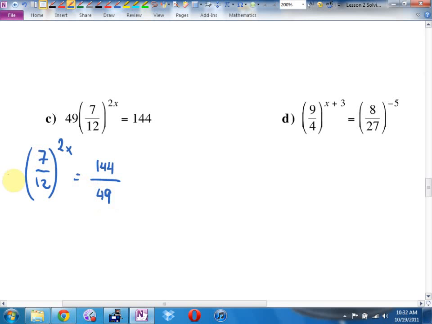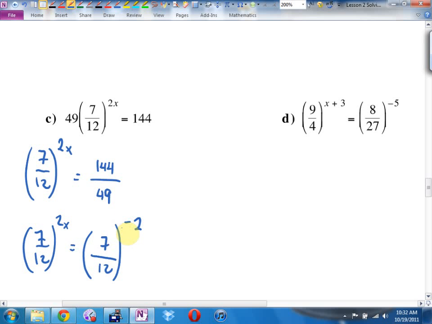Okay, and this is 12 to the what? And this is 49 to the what? I think the whole thing is going to look like this then. If I want to get the 7 on top and the 12 on the bottom, it can't be a 2, it's got to be a negative 2. Do I have one base equals one base? Are my bases the same? Then I can equate the exponents. Set 2x equals negative 2, I think x equals negative 1 on the 7 base.